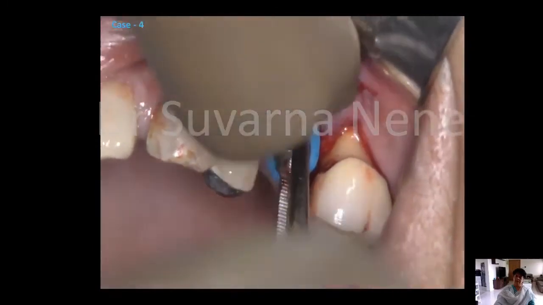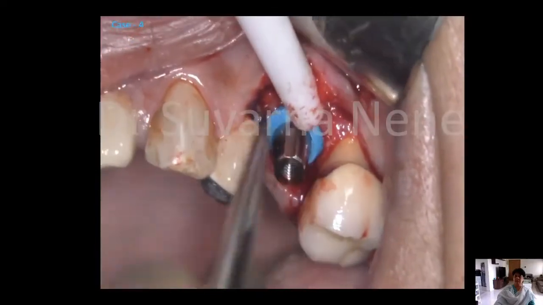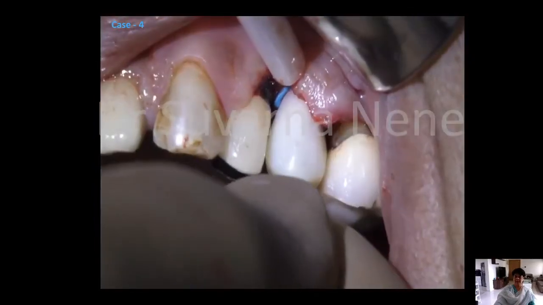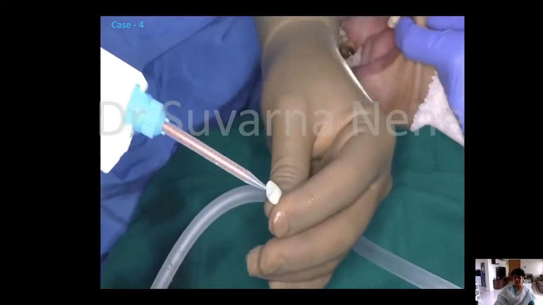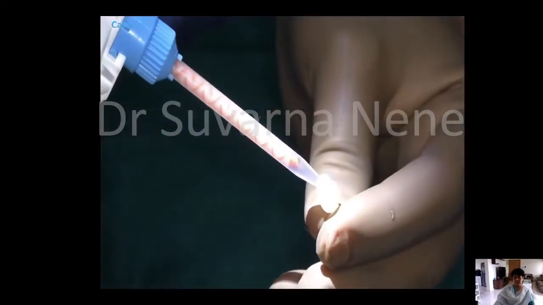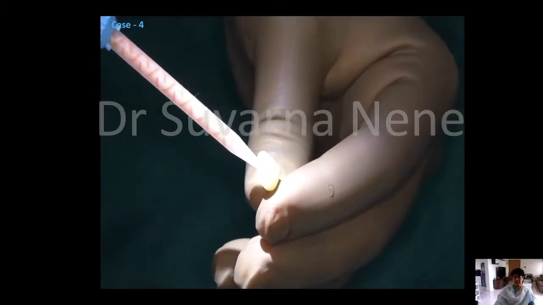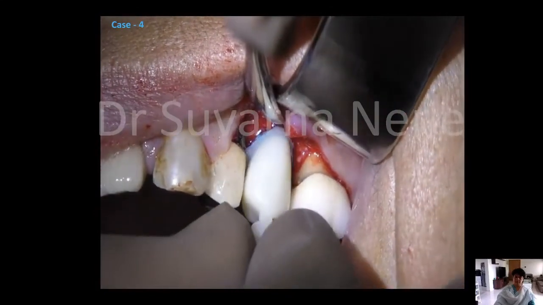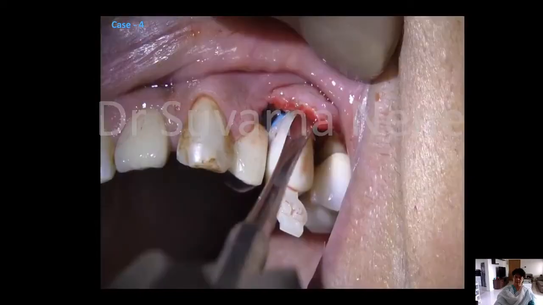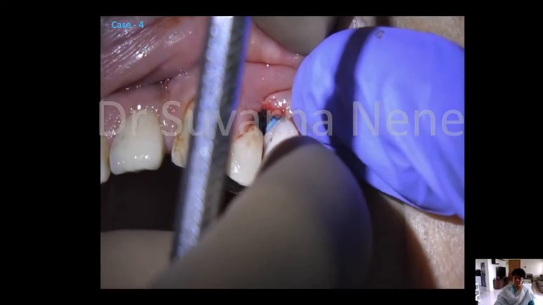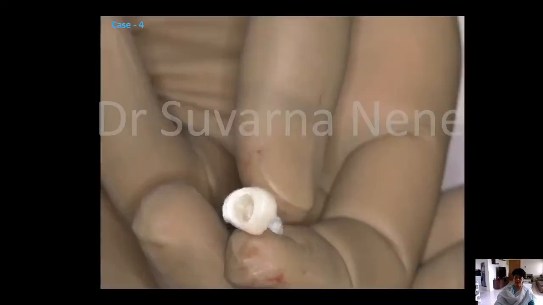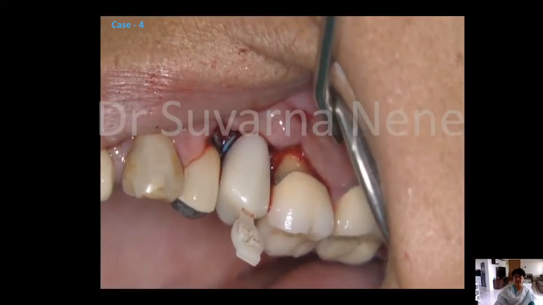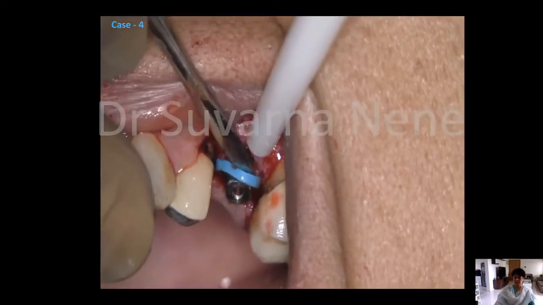An orthodontic separator, which we use on the neck of the abutment before making the crown so that no material enters there. This has been sandblasted from inside because it's too smooth. And I'm filling it with material. Once it sets, you take it out. Of course, we'll have to shape it and polish it, and once that is done, you have to remove the separator. Don't forget to remove the separator.